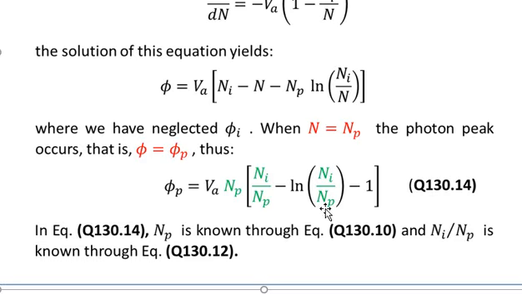And here equivalently, you can set n, capital N, equal to np. So you see that this is the relation we have now obtained for the number of photons at its peak value. So phi p is equal to Va times np, and within the square bracket we have Ni over Np minus log of Ni over Np minus 1.